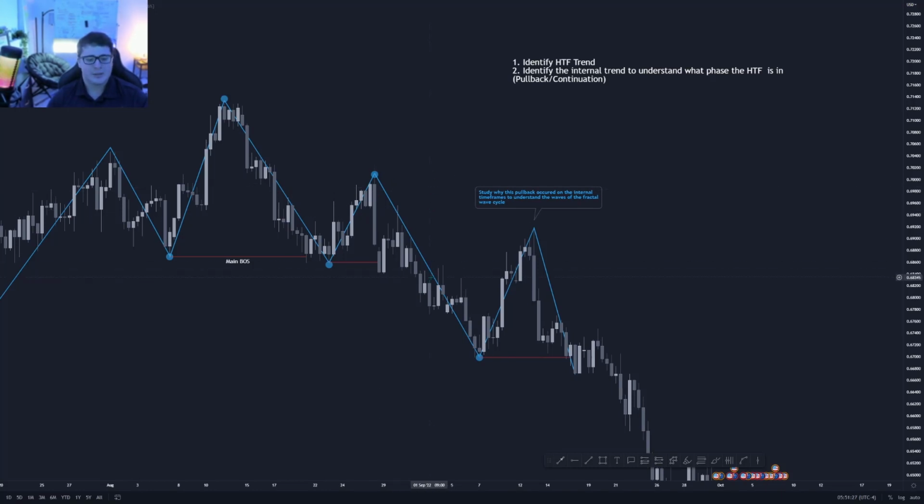So let's practice starting from left to right, identifying two things. Why did this pullback happen on the higher time frame? And then why did it resume the higher time frame structure? How is it delivering on an internal time frame that could have given us further insight that we could have been on the right side of the market? So let's go down to the 2-hour.